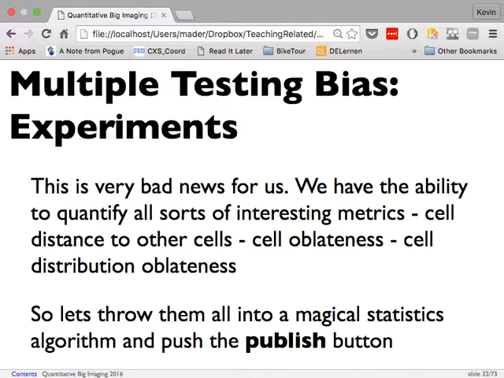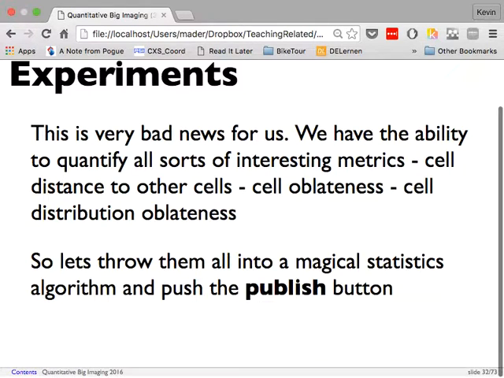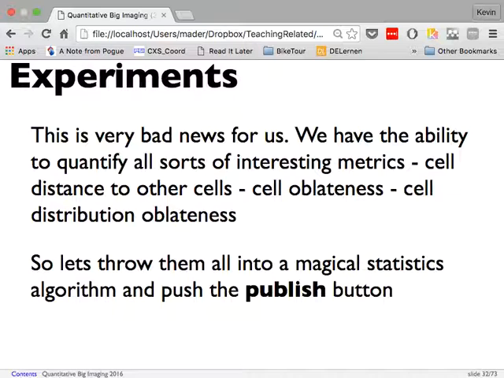You can take a data set and analyze it and spit out the cell oblateness, the distribution oblateness, the distribution tensor. You can take all 9 terms from it and use it in your further analysis, but it gives you a ton of parameters. And the problem is that the more parameters you have, the more likely you are to find something that looks like it's significant that isn't.